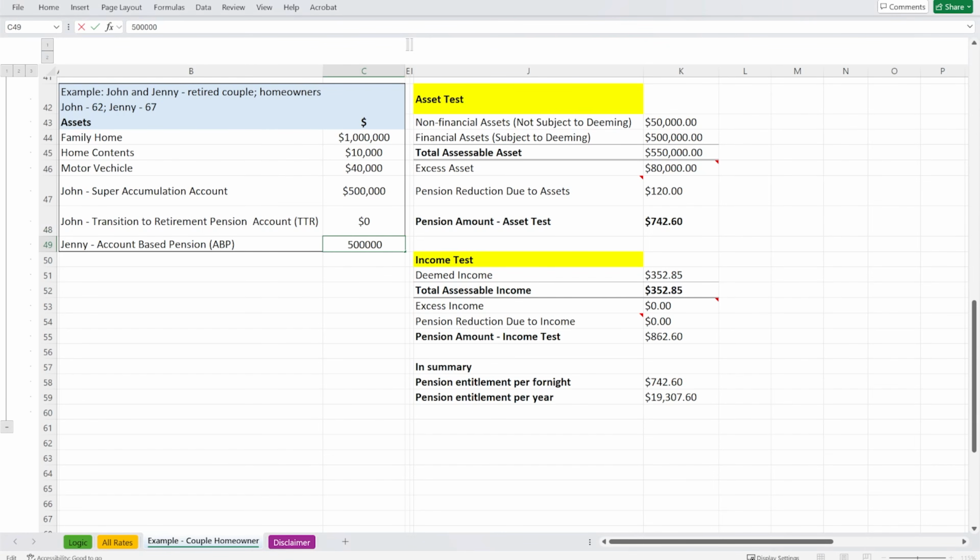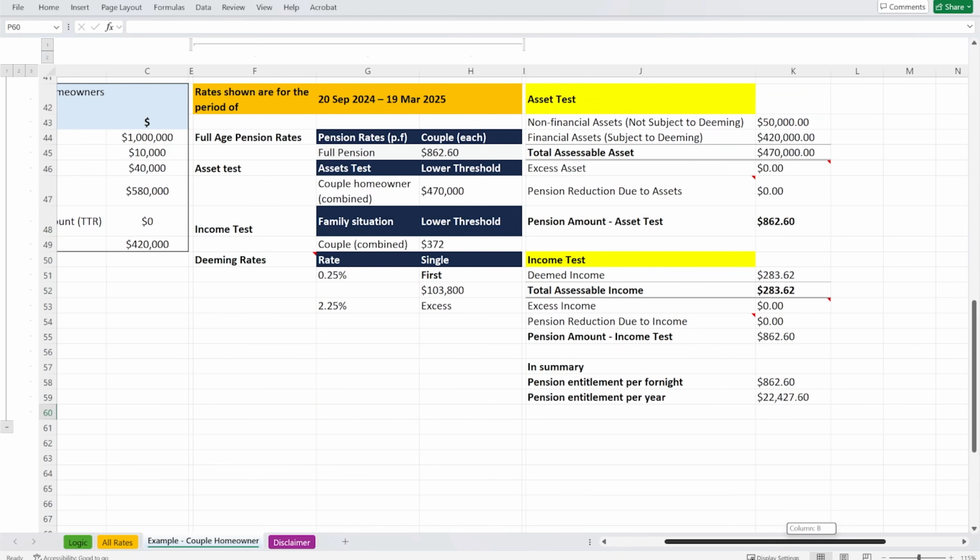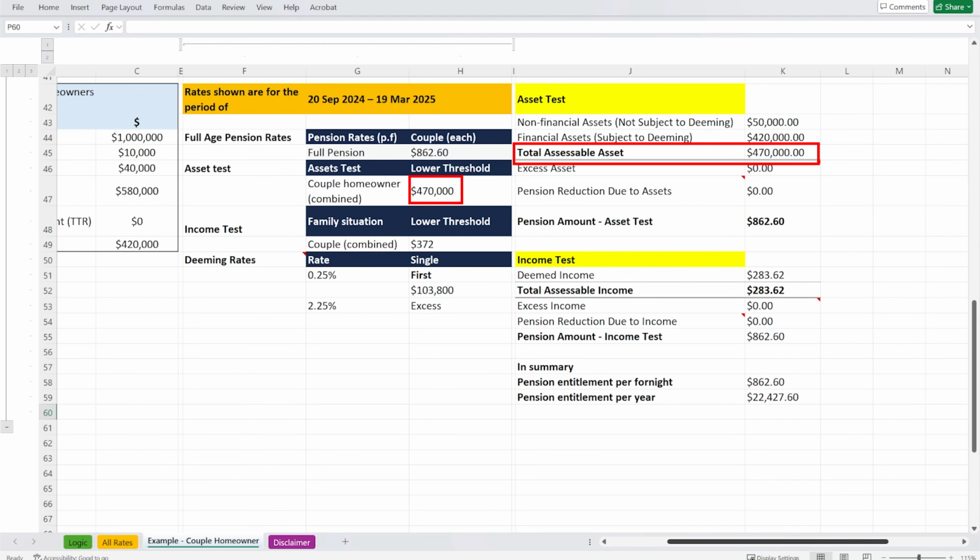What else can be done? Can we boost Jenny's pension even further? Well, Jenny can withdraw $80,000 from account-based pension and give it to John to contribute to his super accumulation account. This effectively hides another $80,000 from Centrelink. By doing this, their total accessible assets drop further, right down to the lower asset threshold, allowing Jenny to qualify for the full age pension. This is a powerful strategy for couples where only one partner is above age pension age. Of course, when John turns 67 and his accumulation account becomes accessible, they will need to explore other strategies to maximize their age pension entitlement.